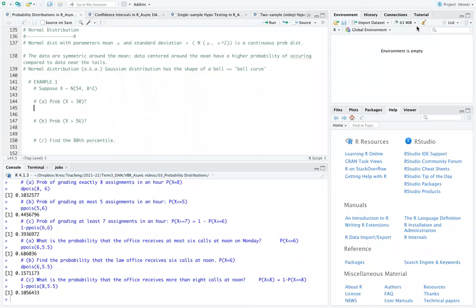Hello everyone. In this video, we'll learn how to compute normal probabilities using R. So we all know what the normal distribution is, and it's parameterized using mu and sigma. Now let's begin to solve some problems.